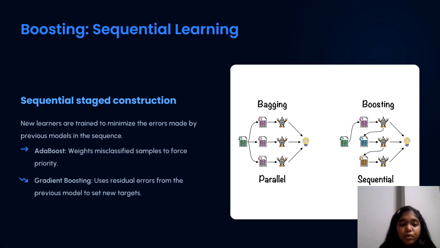Now we'll learn about boosting. Boosting means sequential stage construction. What is sequential stage construction? It means new learners are trained to minimize the errors made by previous models in the sequence. AdaBoost and gradient boosting are the examples of this method. In AdaBoost, weights of misclassified samples are forced to take priority. And in gradient boosting, the residual errors from the previous model are used to set new targets.